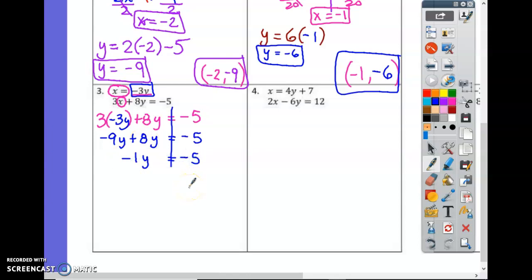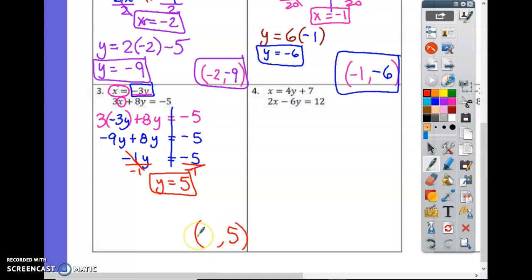And then what's the last step? Divide. So divide this by negative 1. Divide this by negative 1. Y equals. What's negative 5 divided by negative 1? Positive 5. Okay. This is my y. So in my answer, does it go first or does it go last? This is my y, so it goes at the end.